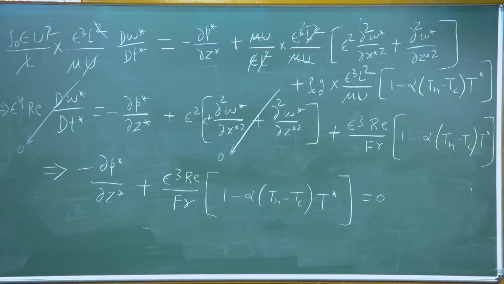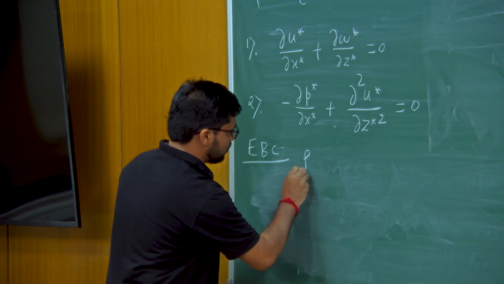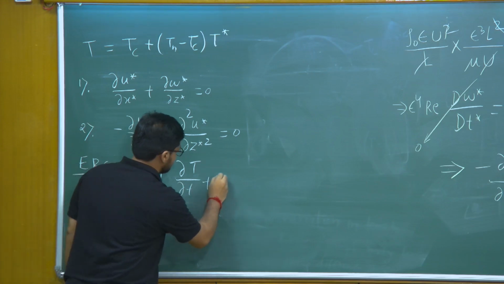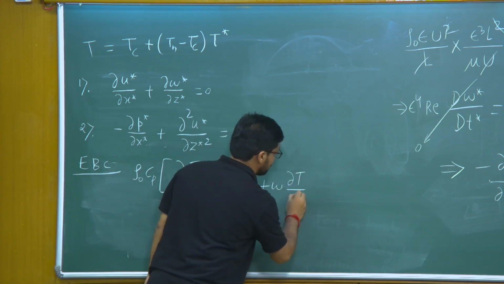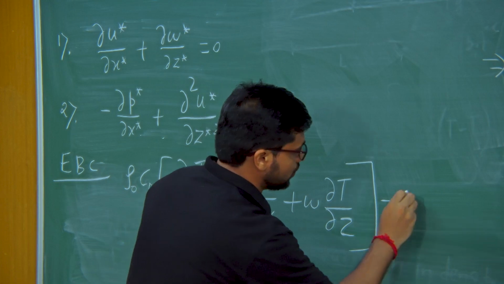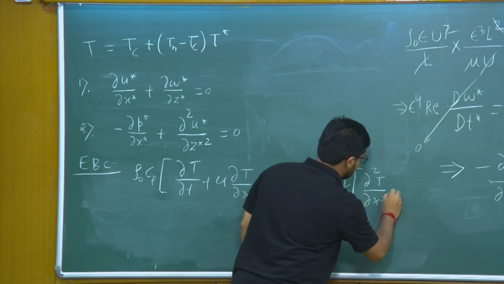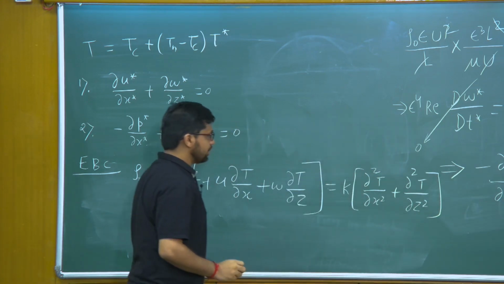Now, we need to write another equation which is the energy balance equation, because temperature is varying inside the domain. So, I will write it here, energy balance equation, and that is rho naught Cp times dou T upon dou t plus U dou T upon dou x plus W dou T upon dou z, that is equal to K times dou square T upon dou x square plus dou square T upon dou z square. So, this is our energy balance equation in dimensional form.